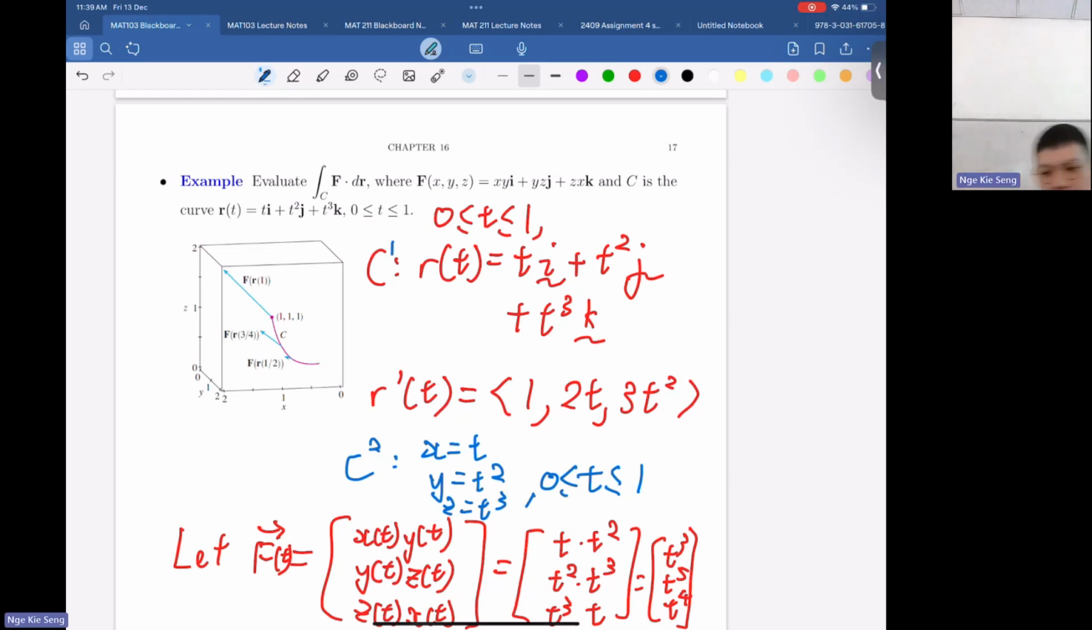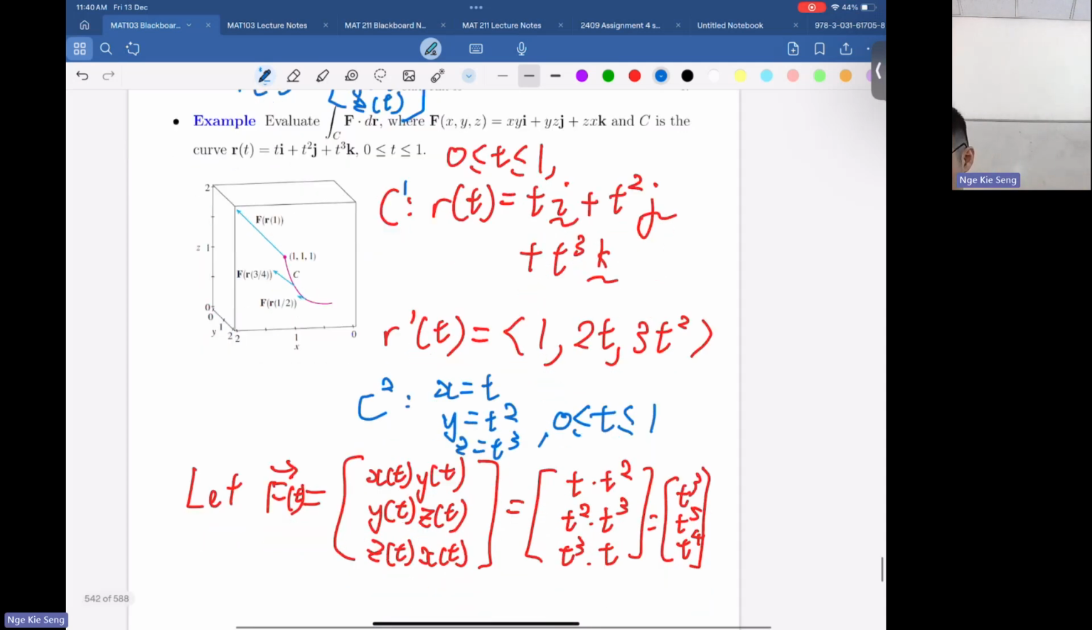Basically, what is the general way to see these? r(t) really tells you what happens in the x direction, in the y direction, and also in the z direction. So far, so good.